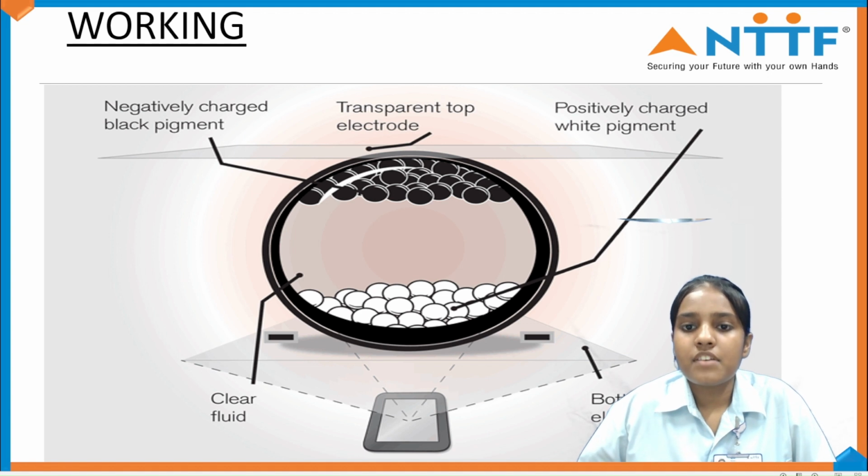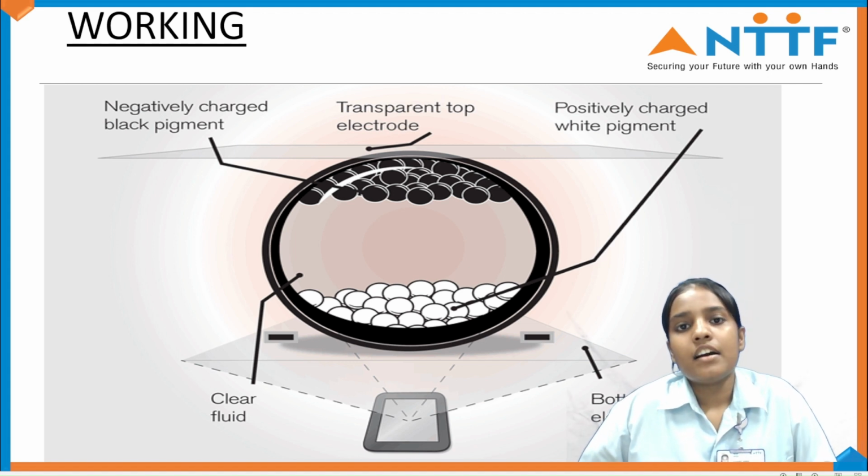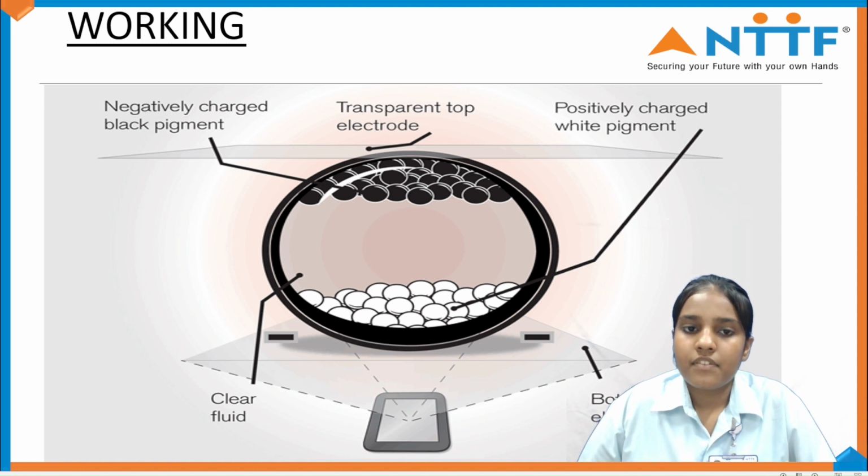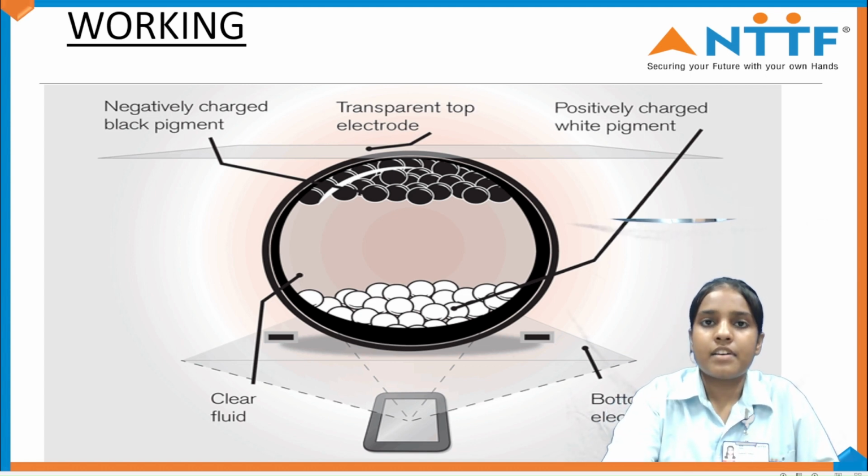When a positive or negative charge is given to the bottom electrode, the white charge or black charge gets exchanged or swapped. So when the black ink comes to the top, the word is displayed, and when positive energy is supplied to the bottom electrode, the word is erased easily.